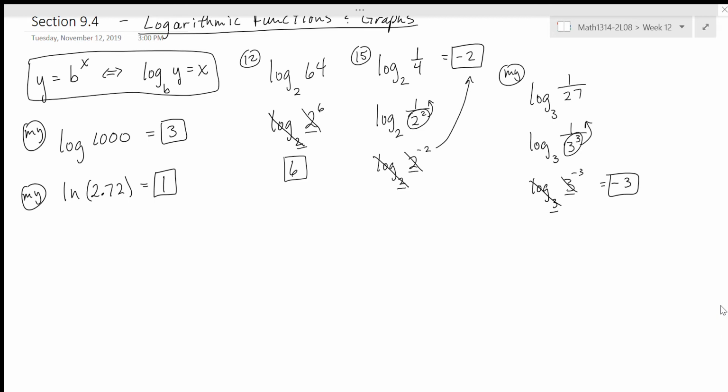Okay, one more thing I need to explain before I move on. ln means log base e. You need to know that. ln, natural log, means log base e. So anytime that you see log base e, can you rewrite it as ln? Yeah, because ln is log base e. Those are the same thing.